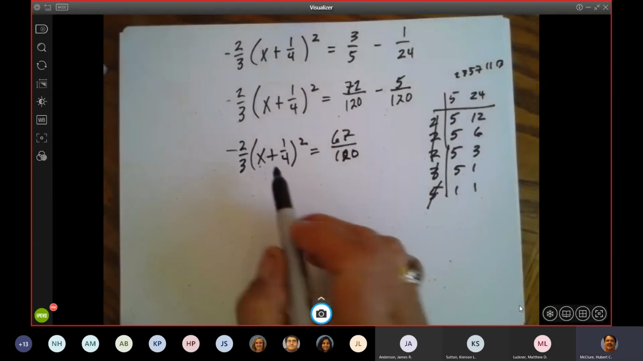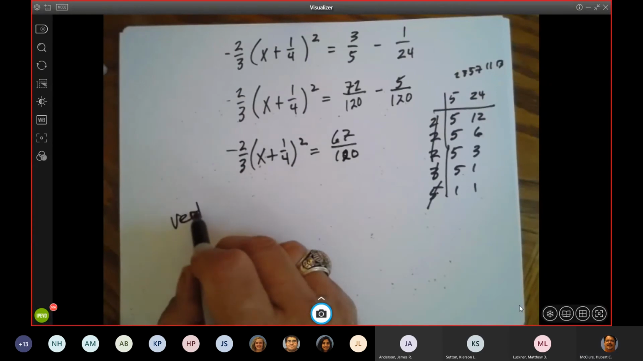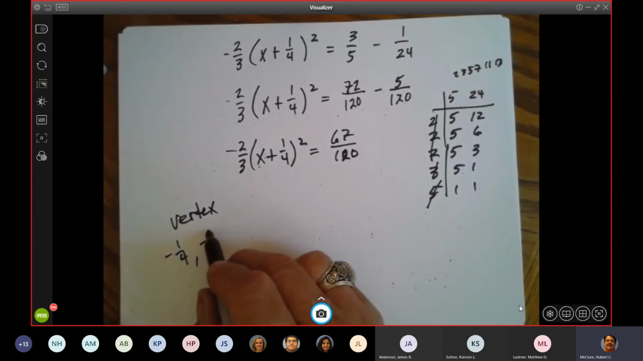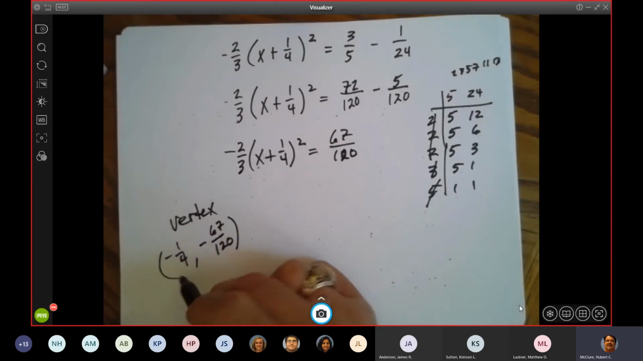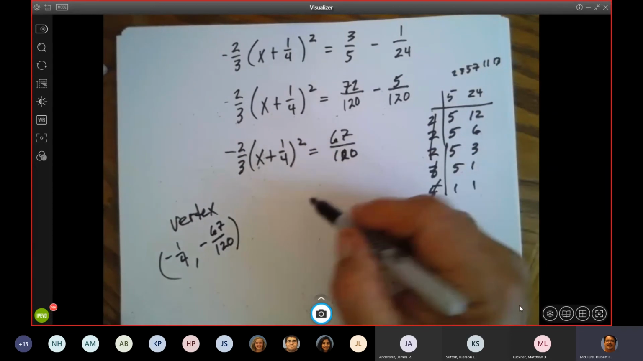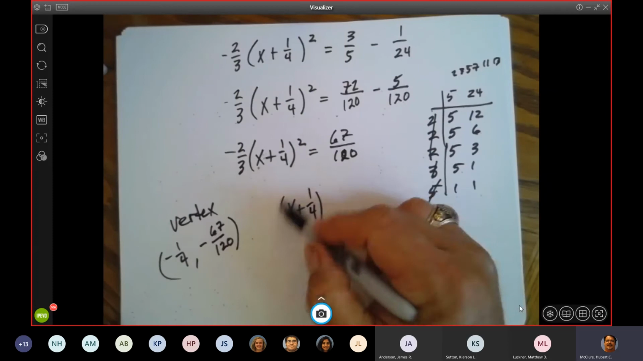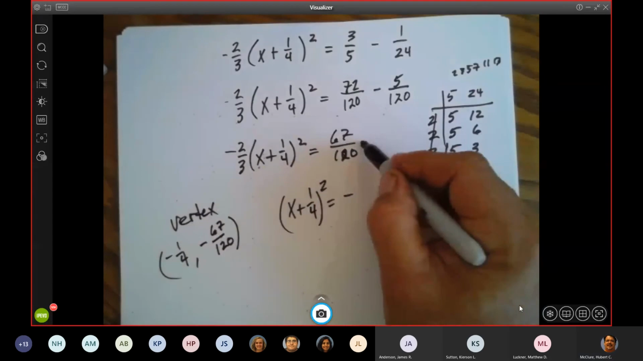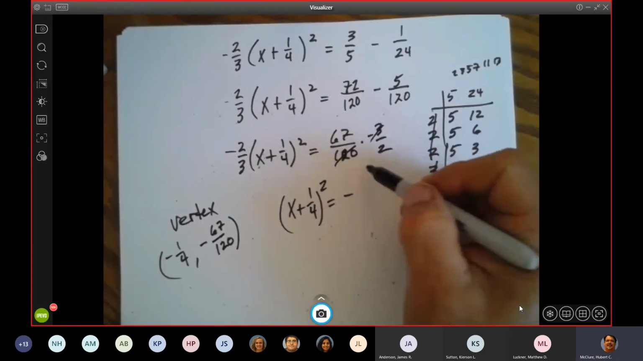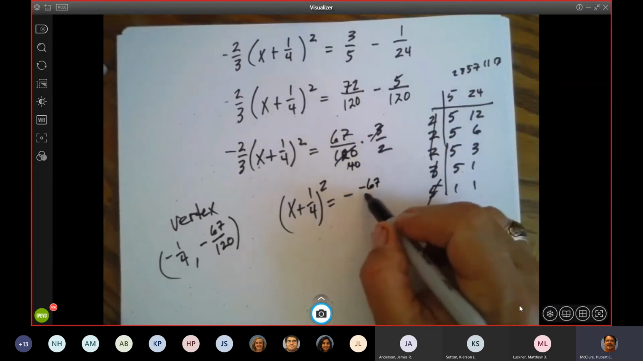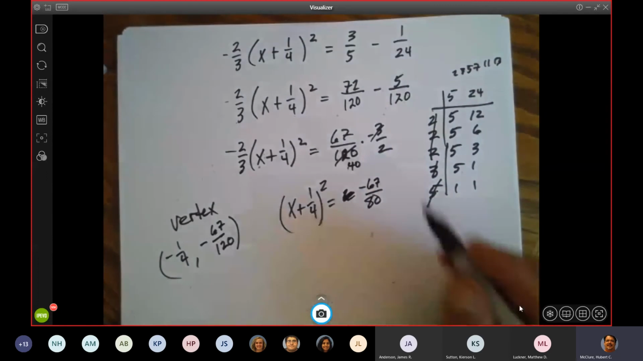Now I'm going to get a vertex of negative 1/4 and negative 67 over 120, which is close to a half. Negative 67 over 120, you can do that on your calculator. And now I'm going to multiply. That means I don't have a negative, I have a negative, so that means I'm going to have x plus 1/4 quantity squared is equal to negative, let's see, divide by 2/3, that means I multiply by negative 3/2. So 3 will go into 120, 40, so that's going to give me negative 67 over 80, which means no x-intercepts. So I'm going to get an i.